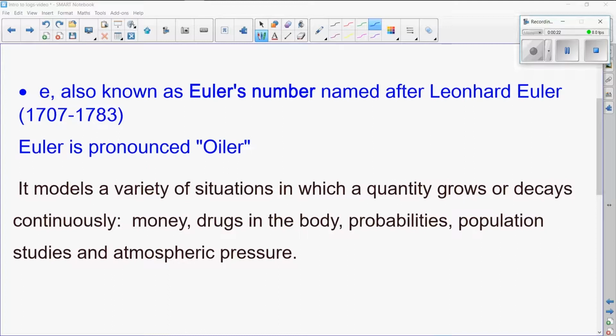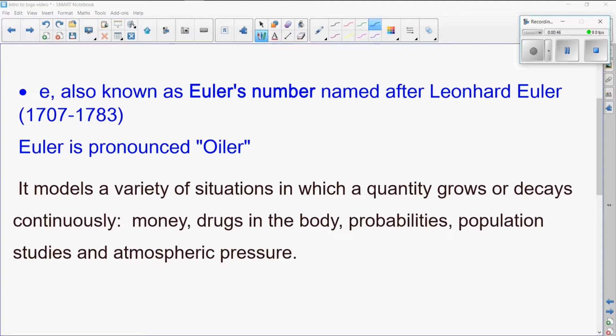I am now going to introduce another number called e, or Euler's number, because it's named after Leonhard Euler, who was a Swiss mathematician and engineer. And e is a very special number. It models a variety of situations in which a quantity either grows or decays continuously.